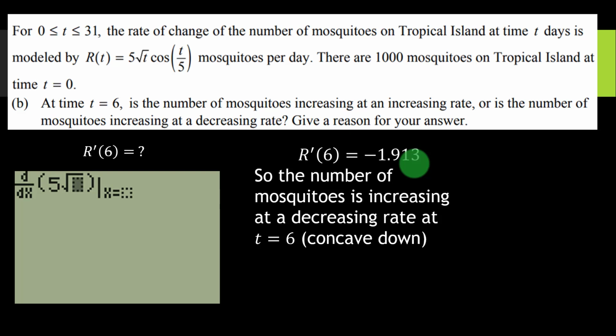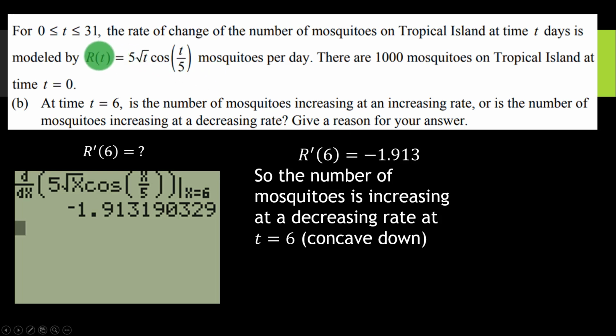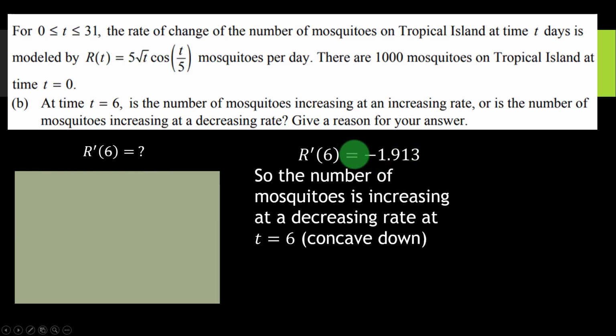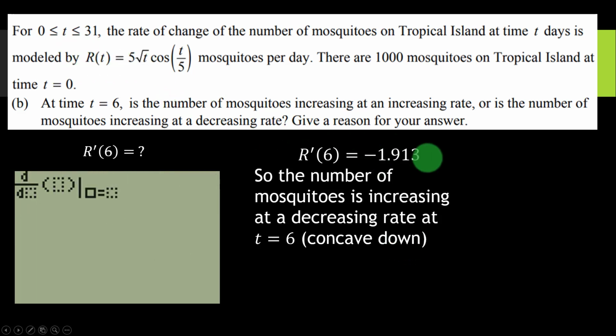So again, just to reiterate this problem, if we want to know whether something is increasing at an increasing or decreasing rate, we can look at the derivative, or it's really the second derivative, but since this is a rate, it's the first derivative of another function. So we took the derivative of the rate, we saw that it's negative, that means it's increasing at a decreasing rate, which means the original function that would describe the total amount of mosquitoes on the tropical island would be concave down.